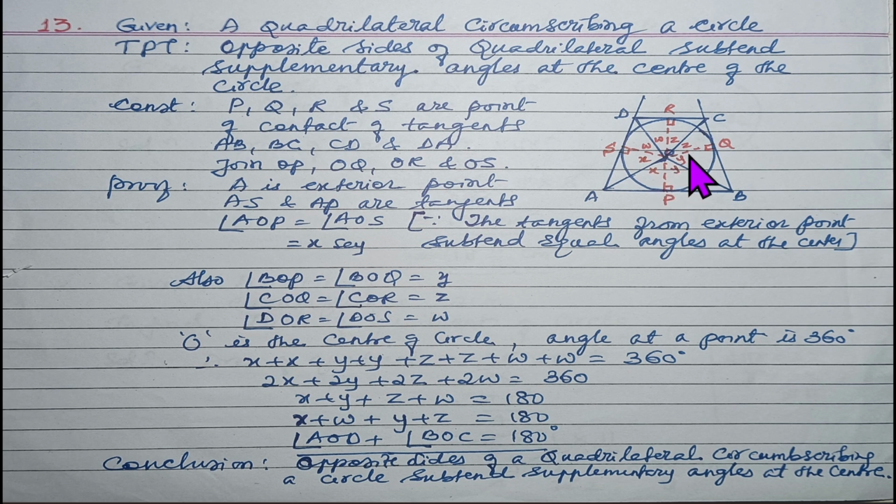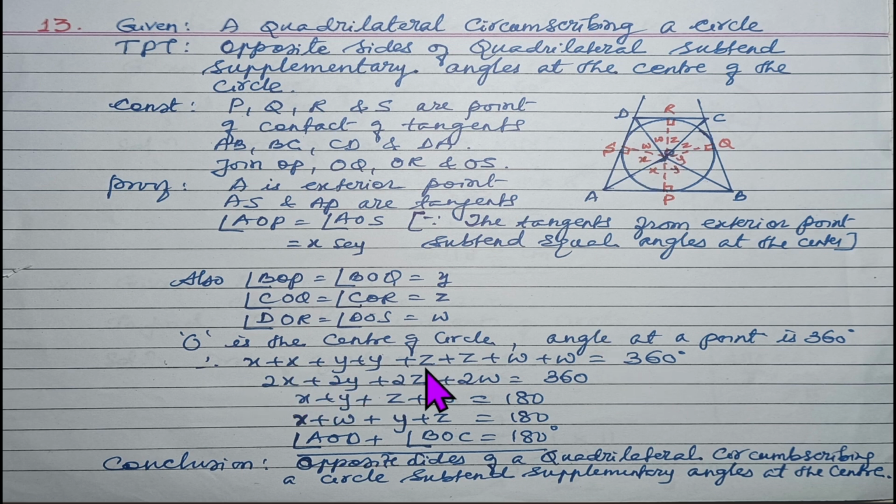Same way, I have taken the two angles subtended by the tangents BP and BQ as y, y, and z, z by CQ and CR, and w, w by DR and DS. So in all I have x, x angles, y, y angles, z, z angles, and w, w angles. All these angles are subtended by the tangents from the exterior points at the center, and the angle at the center is 360 degrees. That means x plus y plus z plus w is 360 degrees.